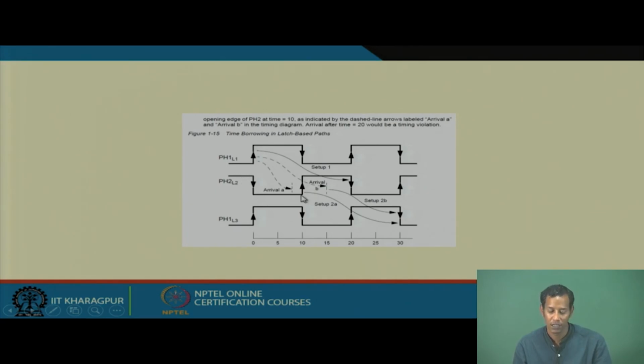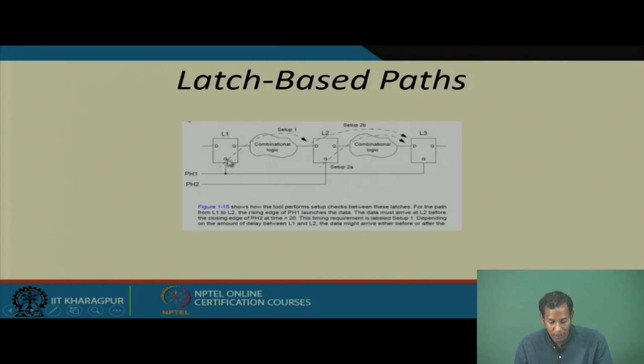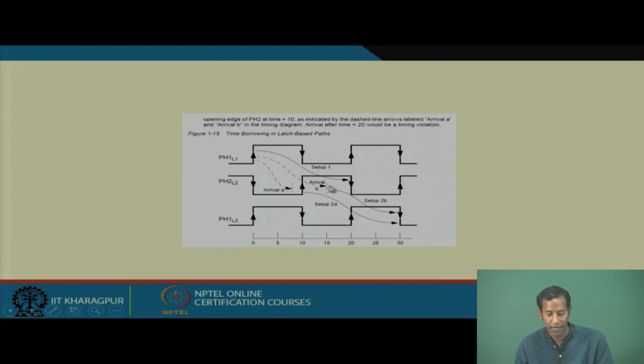PH2 is just the inverted clock of this, which means PH1 and PH2 are just inverted, complemented to each other. And then what is this PH1 L3? That is the same thing. Then we have to check when this particular output will arrive, and for each edge of these clocks, we have to check the setup timing as well as the hold time, which we have already seen earlier.